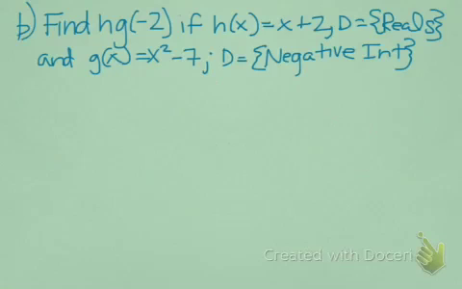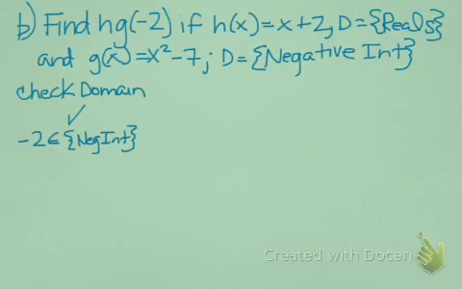Okay, find hg of negative 2 if h of x is x plus 2, the domain is the reals, and g of x is x squared minus 7, the domain is negative integers. So we're going to check the domain, and we can see that when they're combined it's going to be negative integers, and when we plug in, negative 2 is a negative integer, so we're okay to proceed. So, because negative 2 is an element of the negative integers.